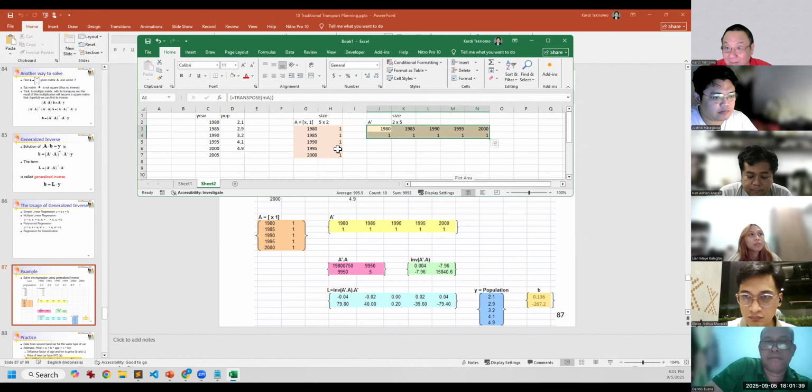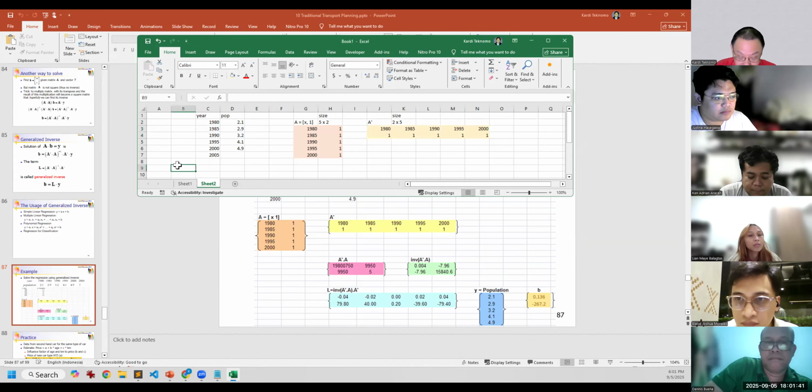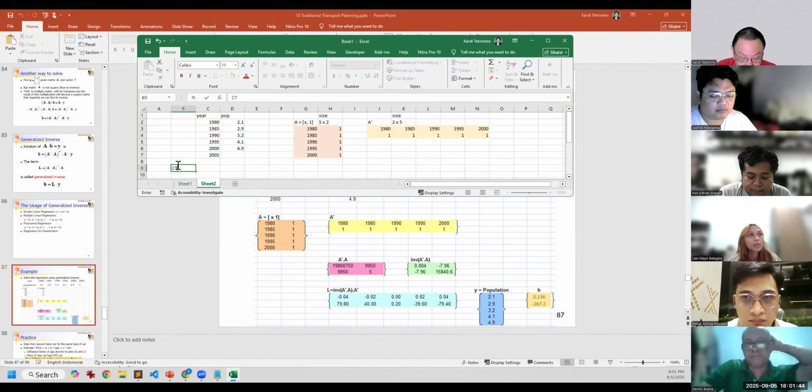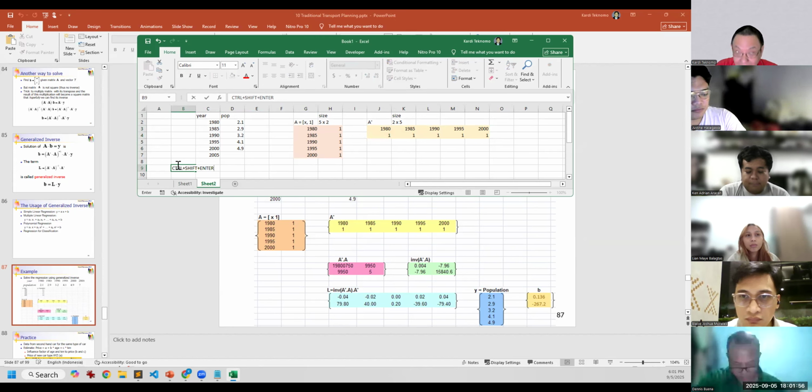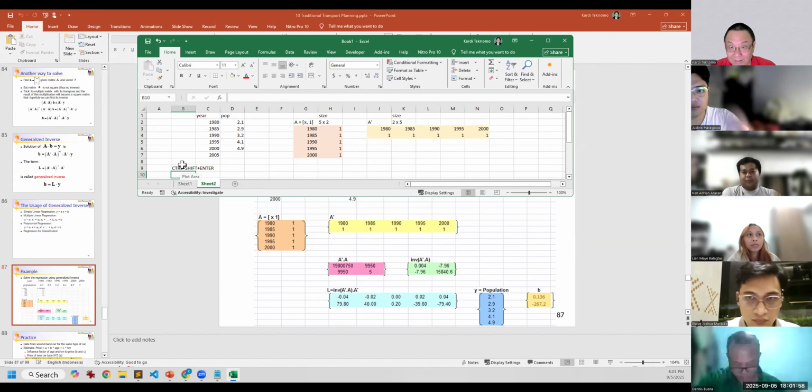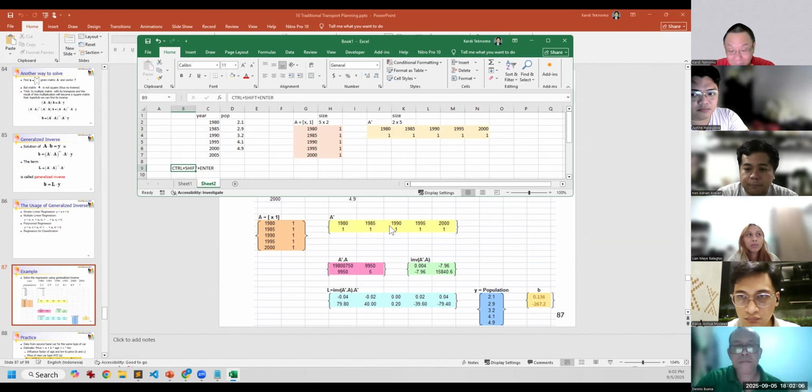Yeah, remember, the command is Control plus Shift plus Enter, yeah, together. Okay. Practice first. Usually this is the difficult part for you who are not familiar with Excel arrays. Okay, so once you know this, everything is simple.